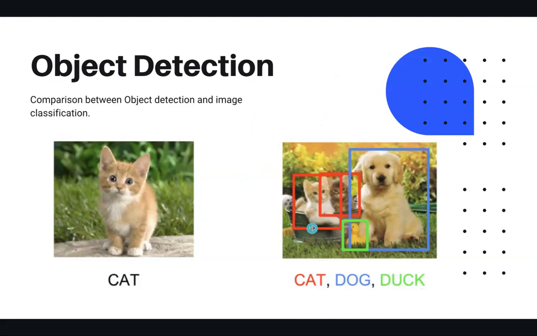A quick question about this one, and we already answered it in the first lecture of this course, but can somebody remind me, is object detection a classification task or a regression task?